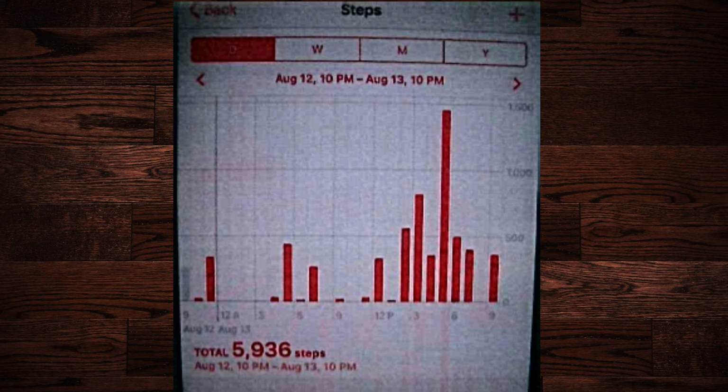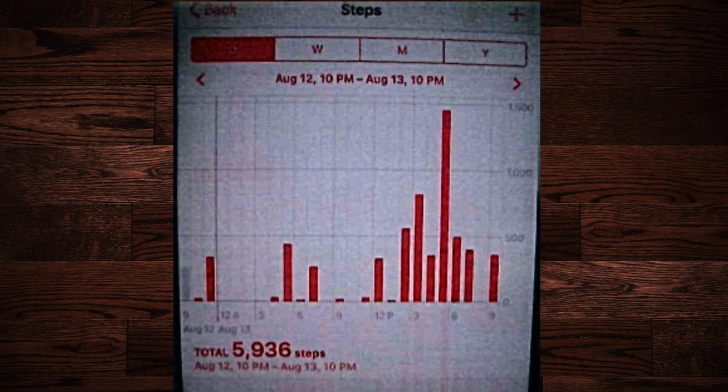Okay, so I want to go over it from the night before, then the morning, and then the day. The first graph we're going to look at, first of all, if anybody wants to check it out in the discovery, it starts on page 1763. It says it's from August 12th at 10 p.m. to August 13th at 10 p.m. This is the specific graph we're looking at right here.